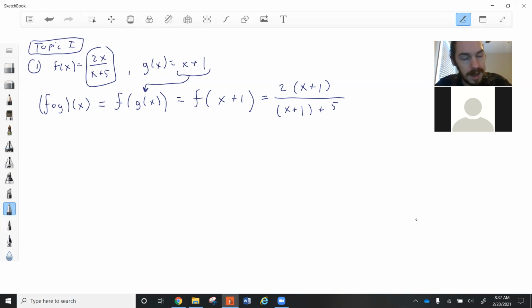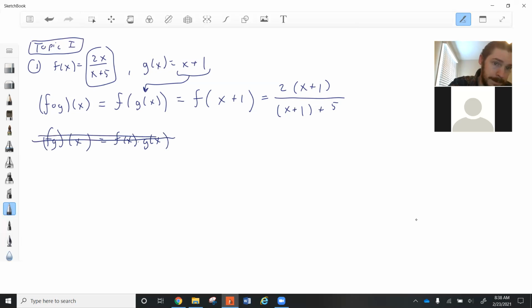It's not multiplying. I think the most common mistake I saw was people just not knowing what this was and thinking they're supposed to just multiply the two functions together. That's not what this is. If I wanted you to multiply the functions together, I would have said multiply these functions together. That would be written like this: f times g of x, which means f of x times g of x. That's multiplying. That's not what we're doing here. So this is the correct way to compose them.